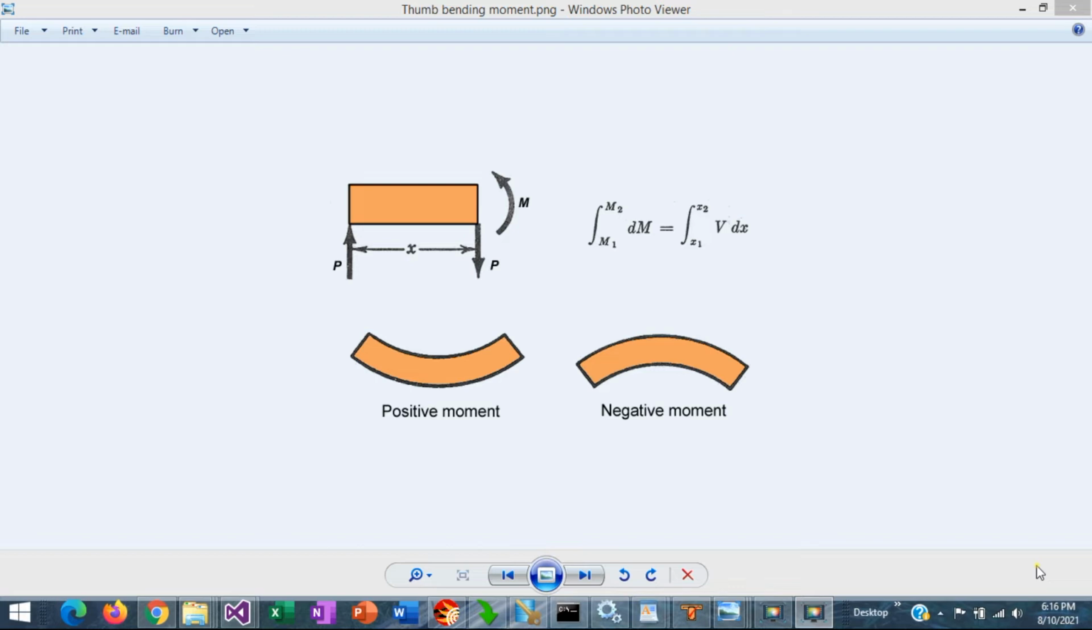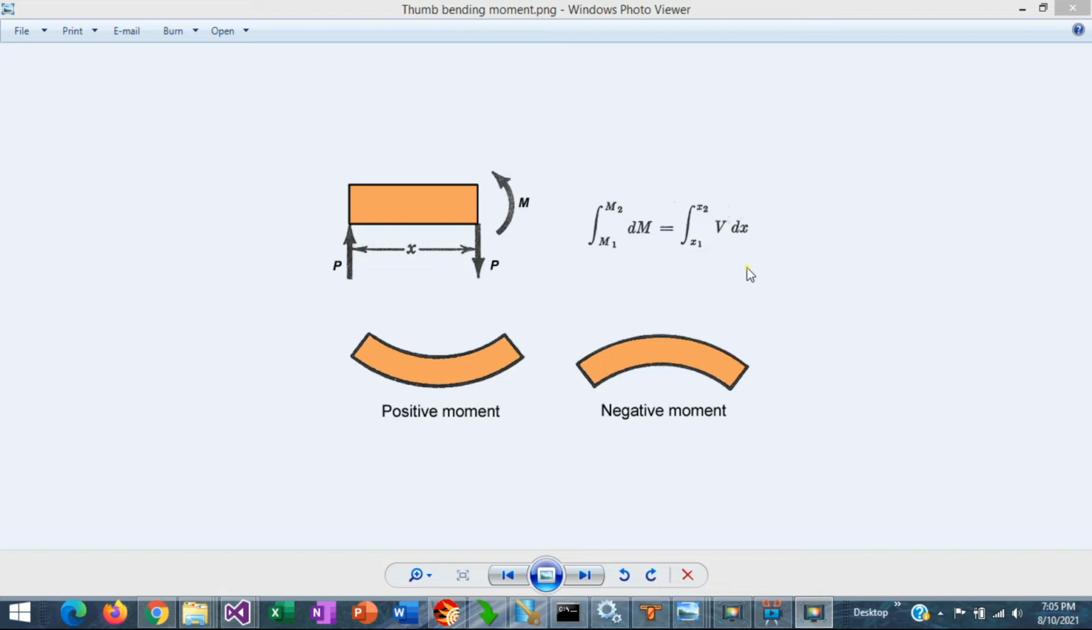Engineers quantify the bending moments in terms of kip-feet or kilonewton-meters, so it's a force times distance unit. This is because a bending moment can be represented by a couple of parallel and opposite forces P acting at a distance x between them. Therefore, the moment is Px. When the curvature of the beam produces tension at the bottom, the bending moment is positive. When the curvature of the beam produces tension at the top, the bending moment is negative, as shown here.